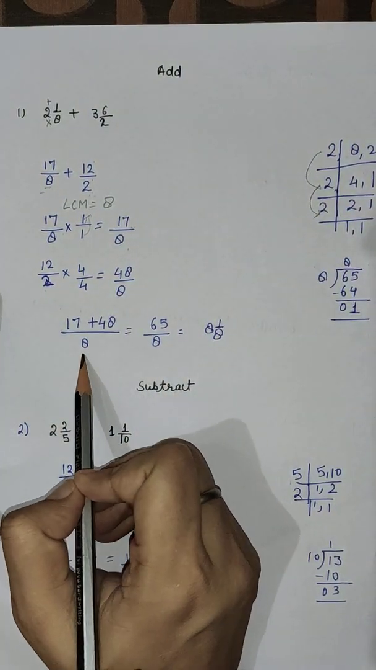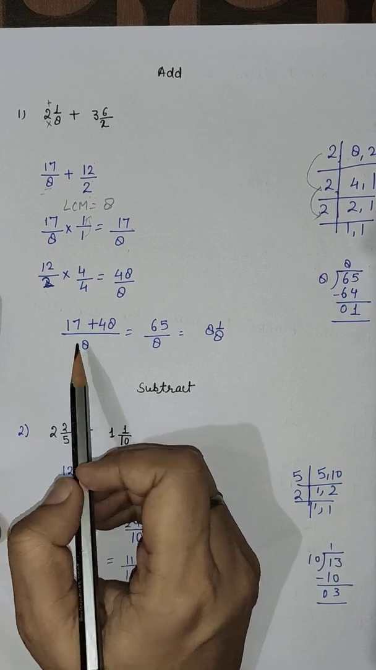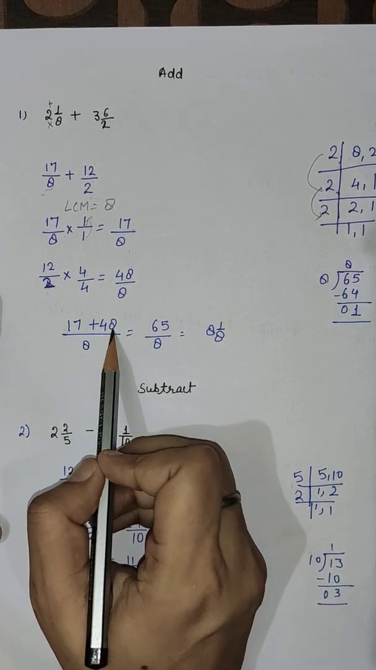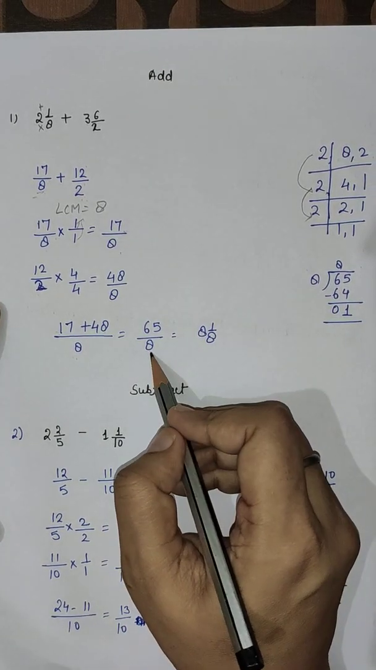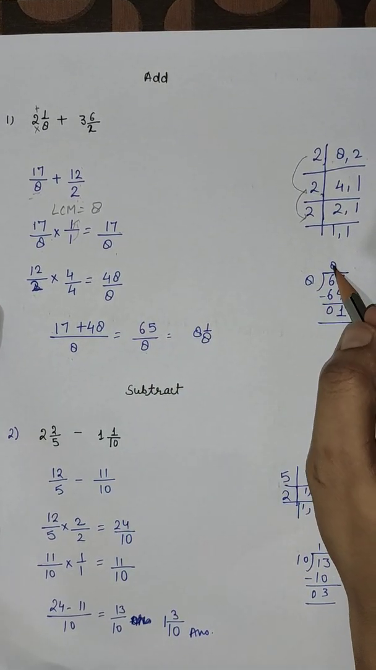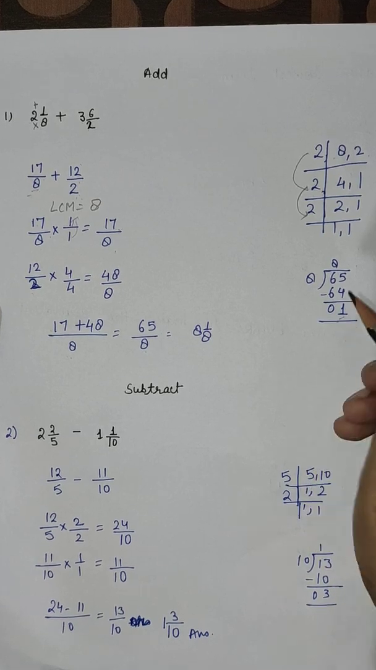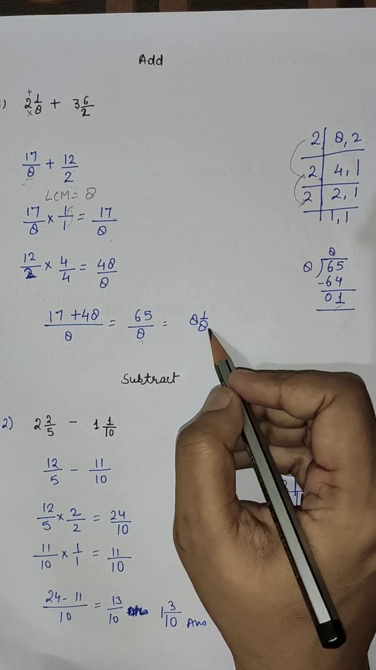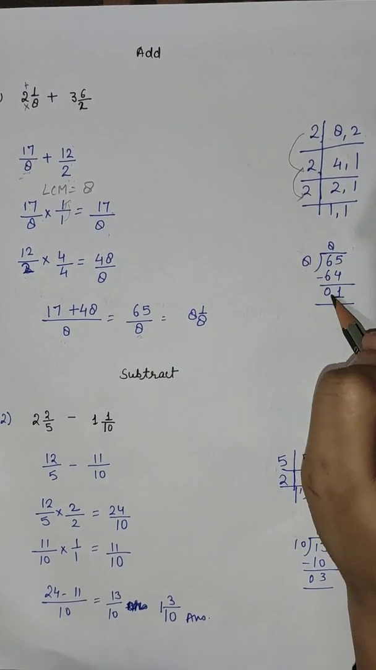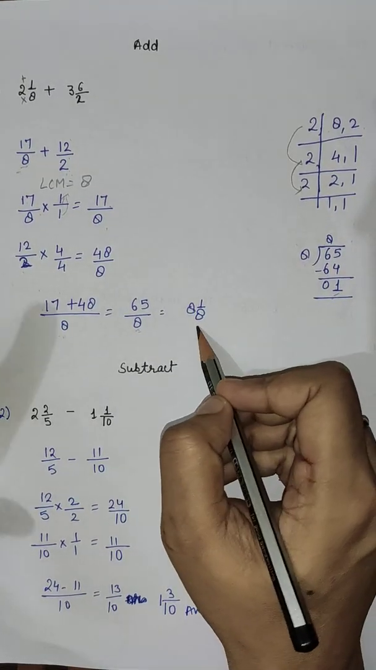Now because the denominator is the same, we add the numerators: 17 plus 48 is equal to 65 by 8. For 65 by 8 we can write 8 8s are 64, with 1 remaining. In mixed fraction we can write the answer like this: 8 1 by 8 is the answer.